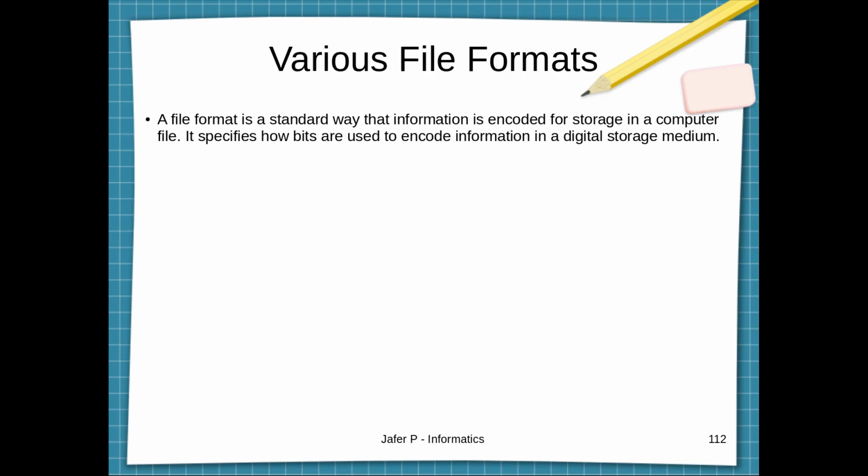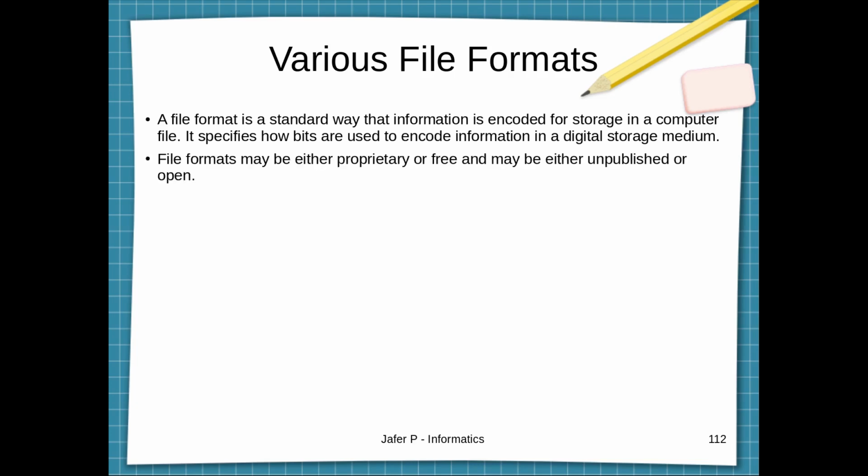For example, if you want to store an image in computer system, image can have different formats. JPEG format is there, JPG format is there, PNG format is there. There are different kinds of format you can use. Each and every format have their own advantage and disadvantage.